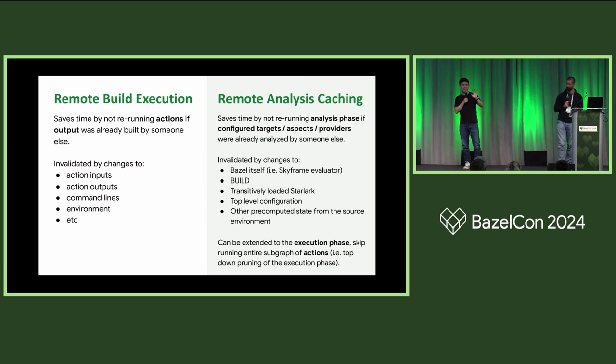The naming is analysis caching, but it can also be extended to the execution phase, which means we can even not bother to send an RBE action request if we know that you don't need to send it. So that's very nice.